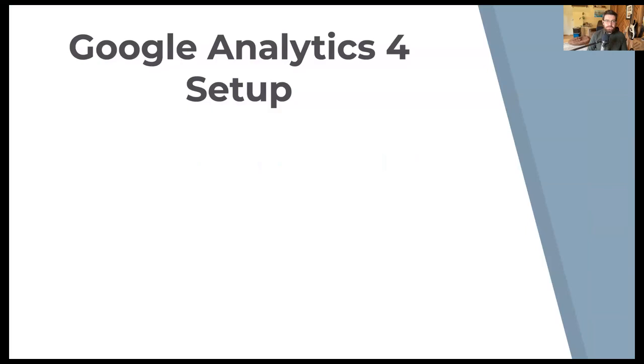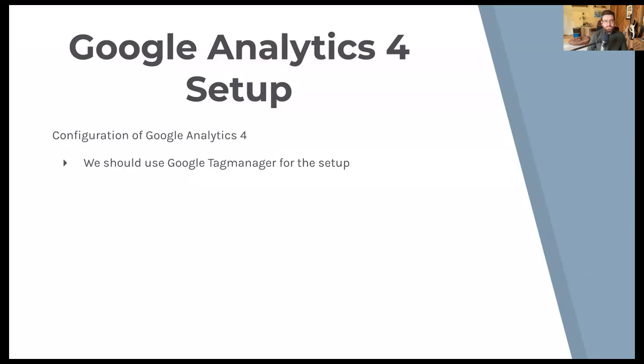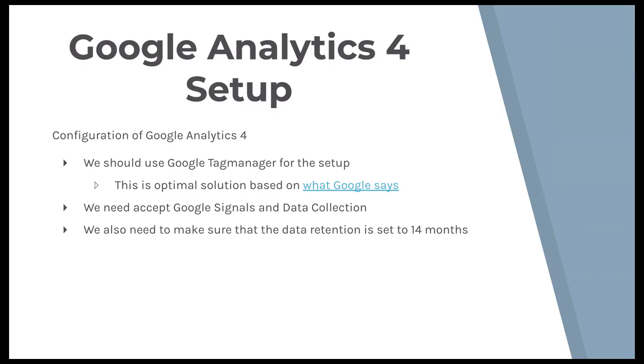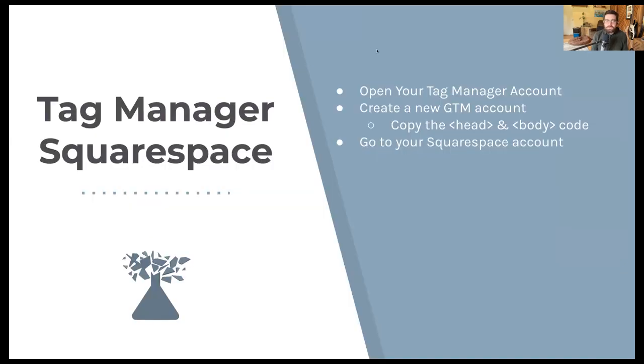The first one is going to be the Google Analytics 4 setup. So just a brief overview, like I said at the top, Google Tag Manager is the way that we're going to set it up. It's got a nice, easy-to-do built-in integration. And we're also going to be going over accepting Google signals and data collection. There's a little tab where you need to say, yes, I understand that Google is going to be analyzing data that is coming from my website. And then we also need to make sure that it's set to the longest period possible, which currently is 14 months. I think by default it does 2 months. And so we just want to extend that out a little bit longer.